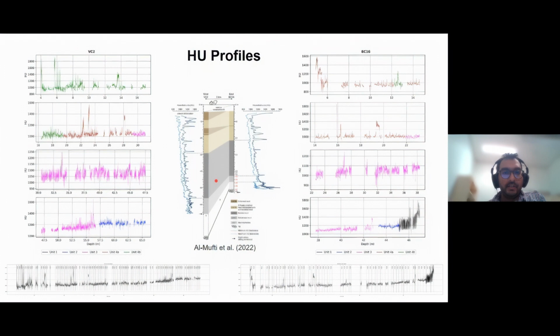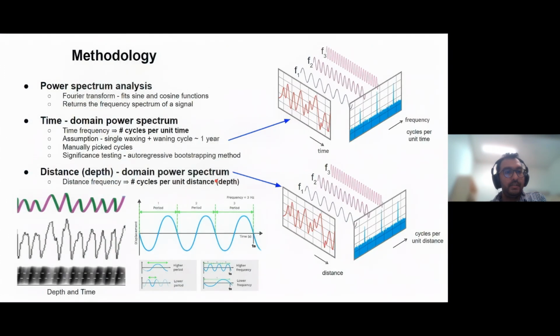Okay, so we're coming to the methodology that we adopted for this study. What we did was a power spectral analysis of the HU values. In a power spectral analysis, we try to fit sine and cosine functions to a signal. If you look at the figure here, it shows a signal that changes with time. By doing a power spectral analysis, we can decompose this signal into constituent sine or cosine waves with specific frequencies. These frequencies give us the number of cycles per unit time.